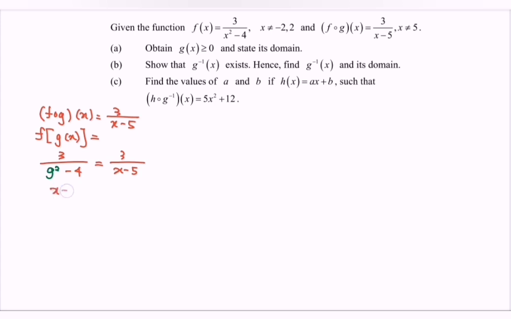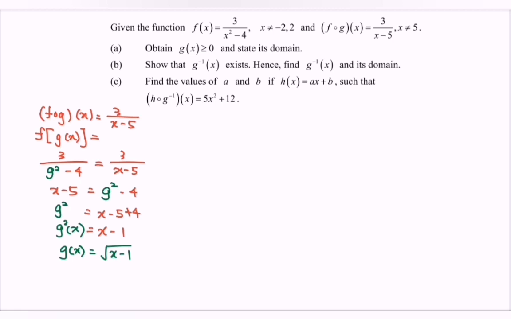So here we have x minus 5, then we have g squared minus 4. Rearrange. Again we have g squared equals x minus 5 plus 4. So here we have x minus 1 for g squared. Continue. In order to find g, we have g(x) equals the square root of x minus 1. Why is there no negative, only positive? Because here they mention that x must be greater than 0. So that is the function for g(x).